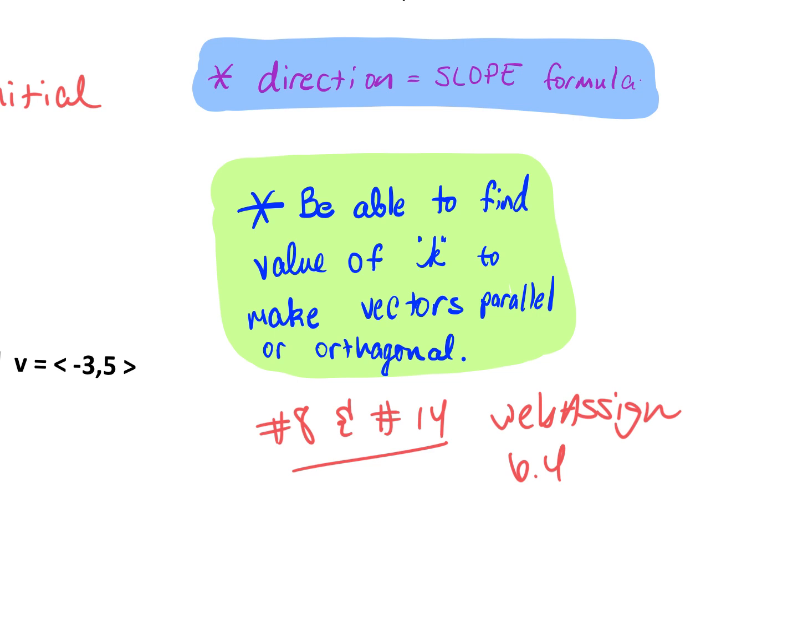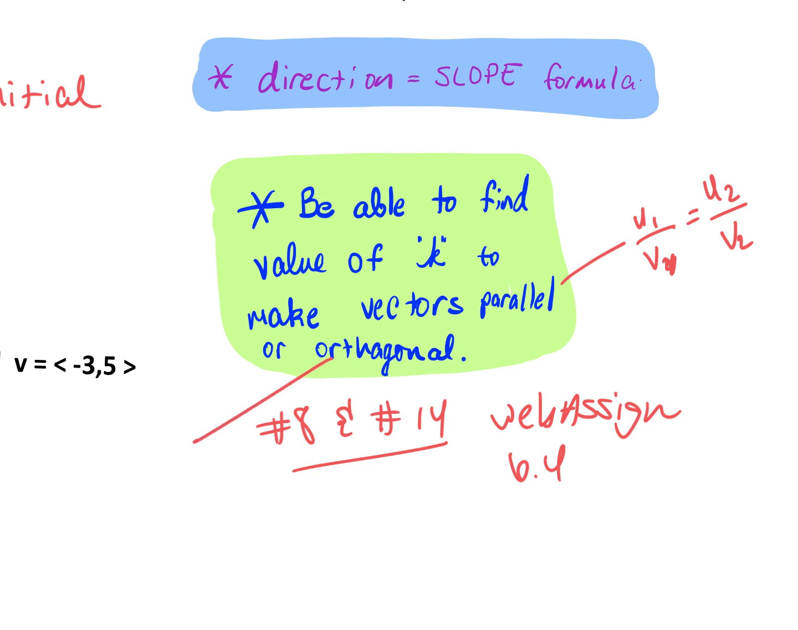You're going to have to be able to find what makes vectors parallel, what makes them orthogonal. When we talk about parallel, it's the first over the first. Does that equal the second piece over the second piece? If they are equal, they're parallel. If it asks you to find, then you cross multiply and solve.